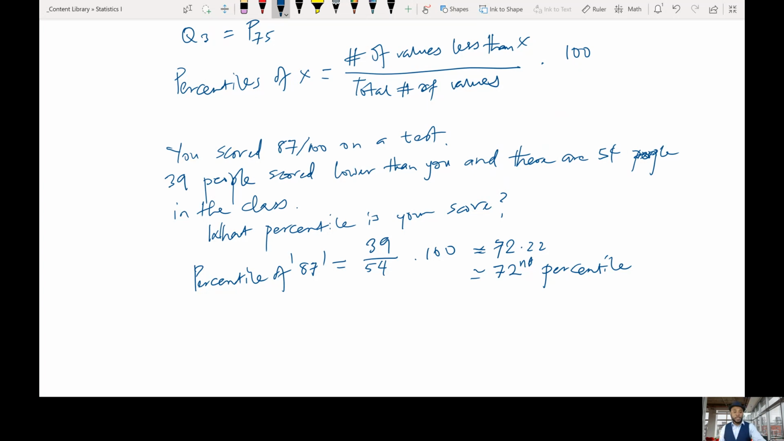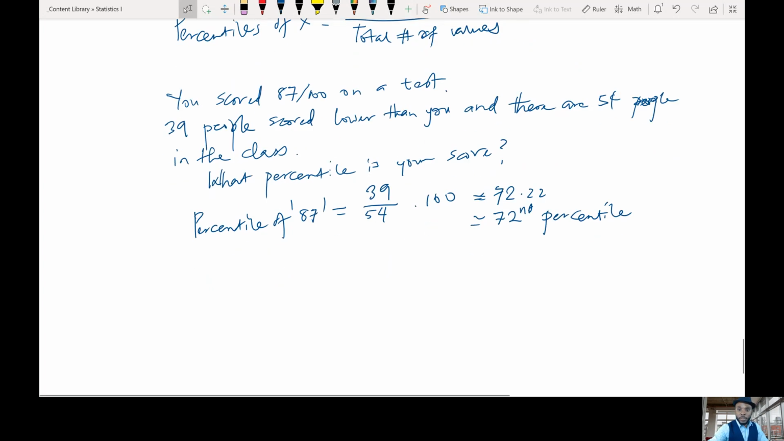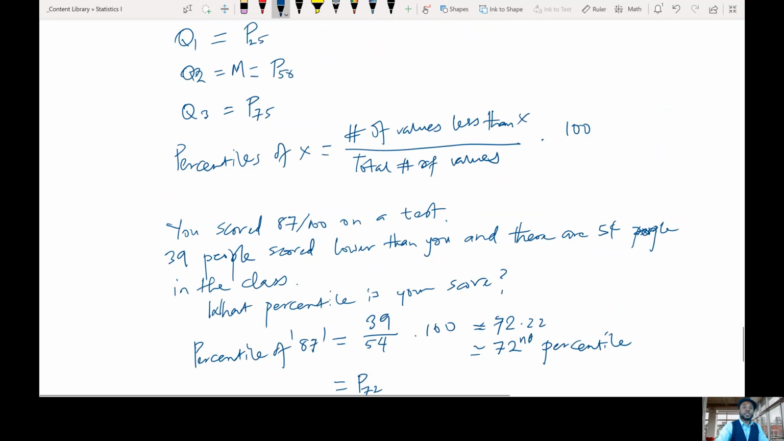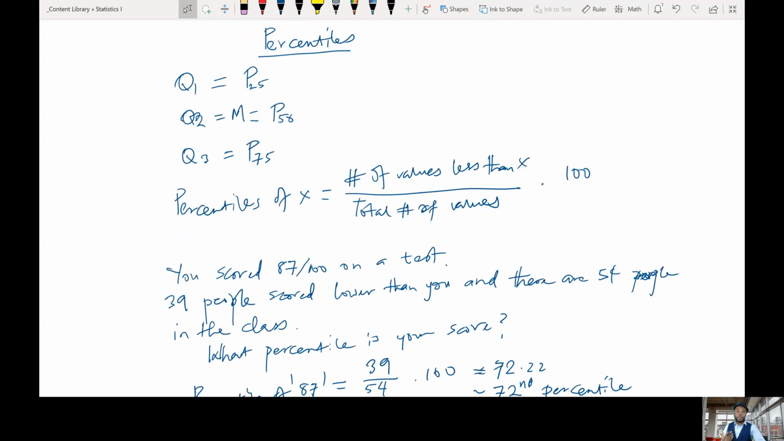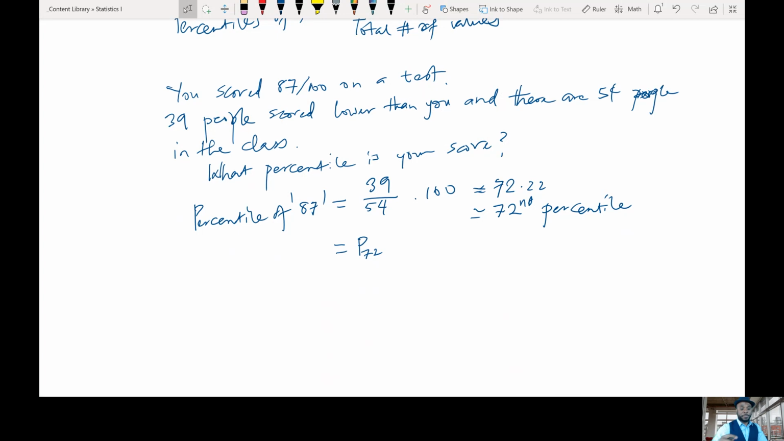So what we've just done here is that this score is P72, the 72nd percentile. So I'm basically above the 50th percentile, so my score is above average in general. That could be an interpretation.